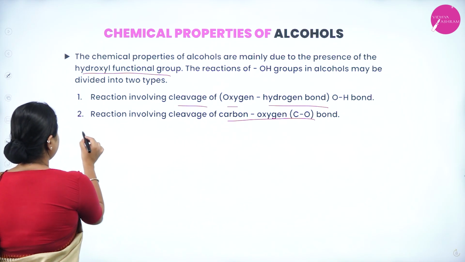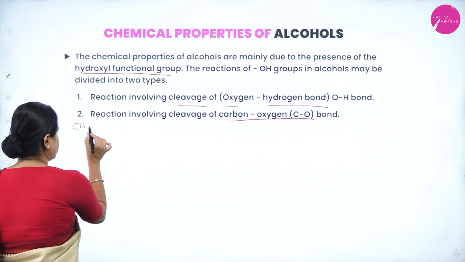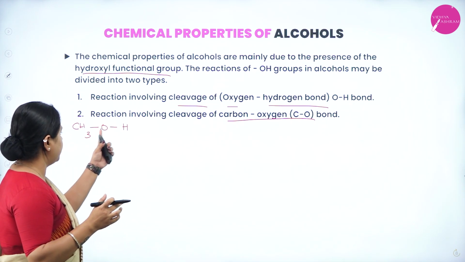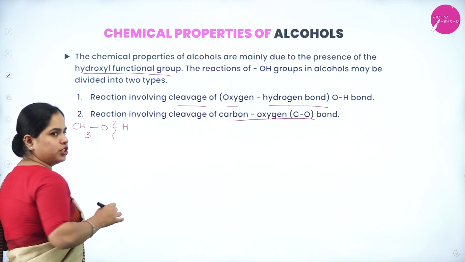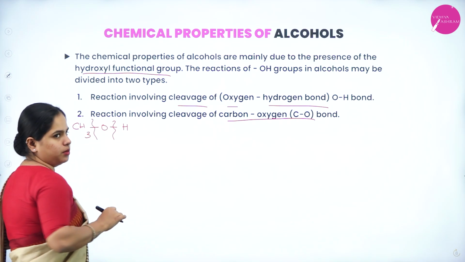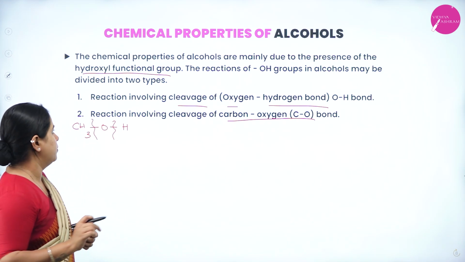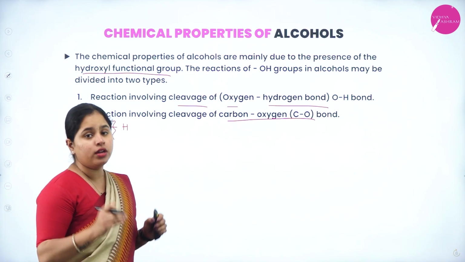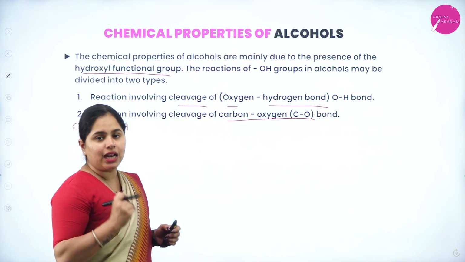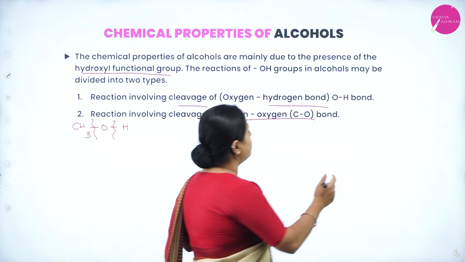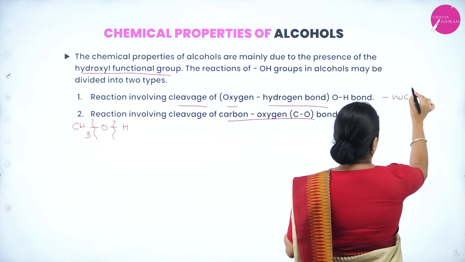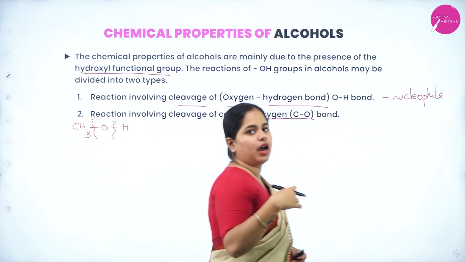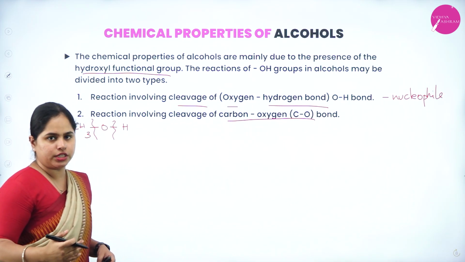For example, let us take methanol, CH3OH. It means that either there can be a cleavage of the oxygen-hydrogen bond or the carbon-oxygen bond. This we are going to discuss in detail. The first one, as you can see, is the reaction involving cleavage of the oxygen-hydrogen bond. In this case, the alcohol behaves as a nucleophile. Nucleophile means it will have attraction towards positively charged species.